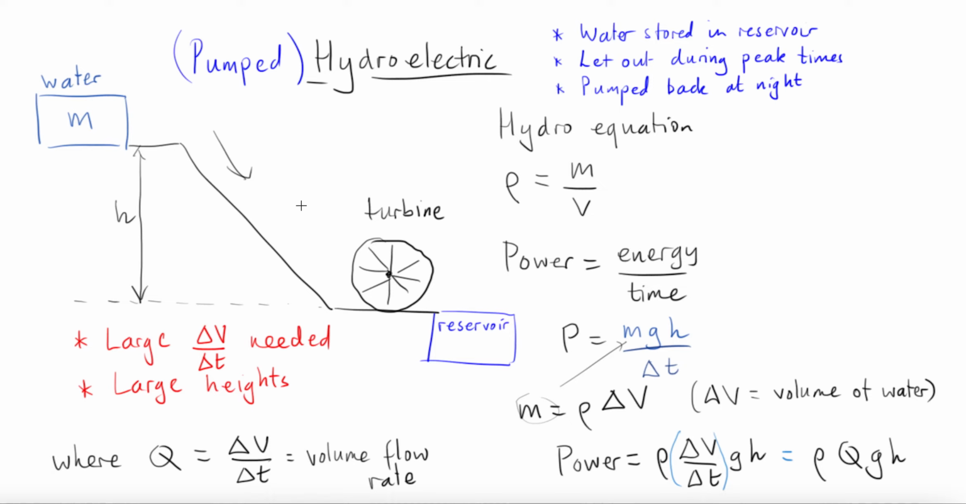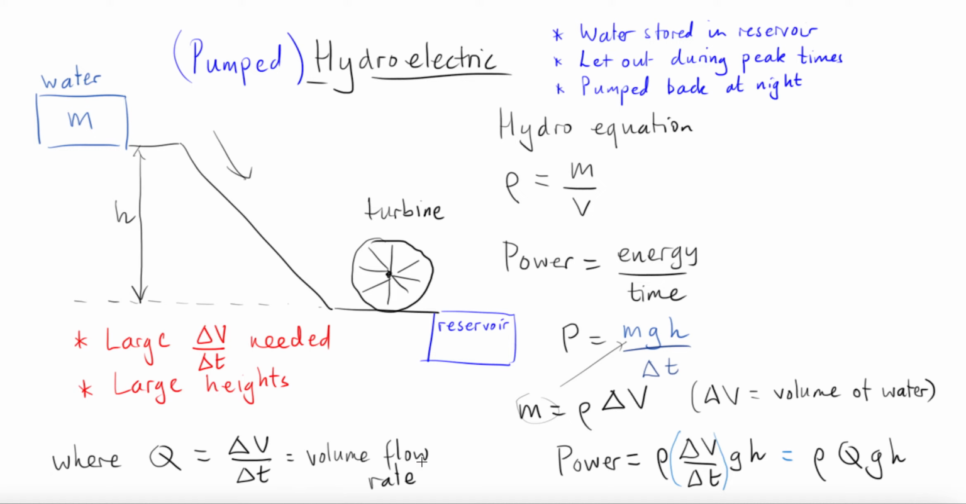And because we don't have a constant volume, we have a changing volume per unit time, we can use mass equals rho times delta V, where delta V is the change in volume of the water. So we get the power equation to be rho delta V g h over delta t, and oftentimes you'll find that the rate of change of volume with time is given the quantity Q, which is the volume flow rate.